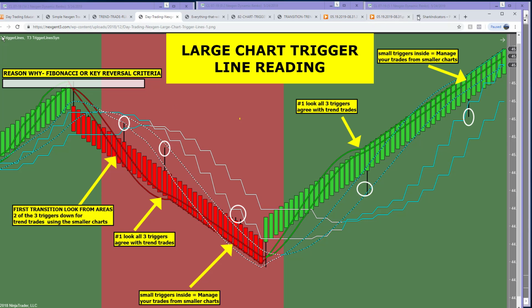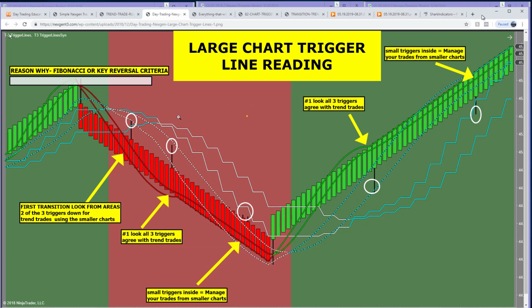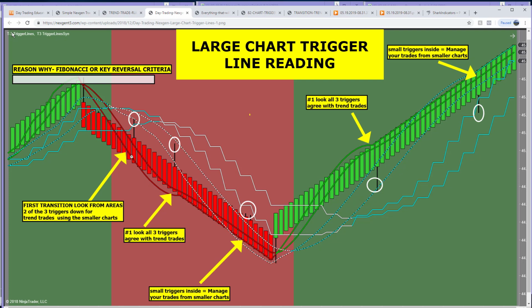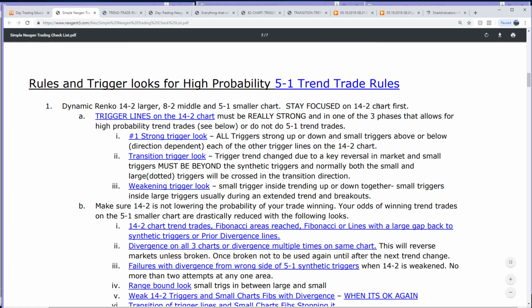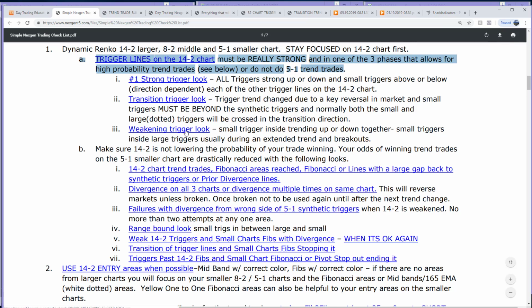Most of our traders that have trouble and they start losing is because they don't stare at the big chart first. By the way, that's in the plan. Look. It says stay focused on the 14-2 chart first. The 14-2 trigger lines must be correct. Right? So it has to be one of these three looks, which we've already covered.